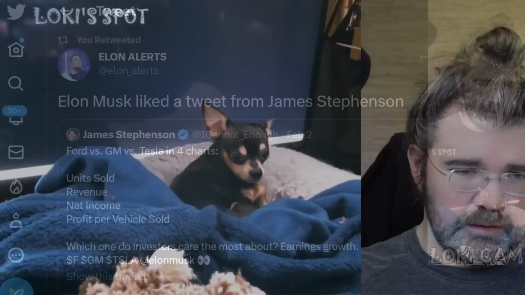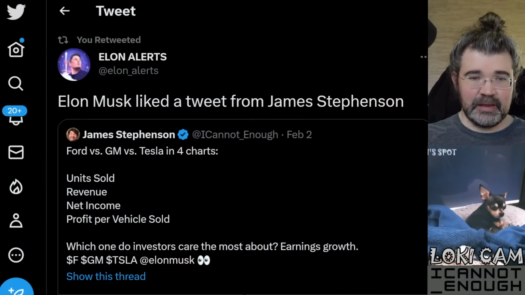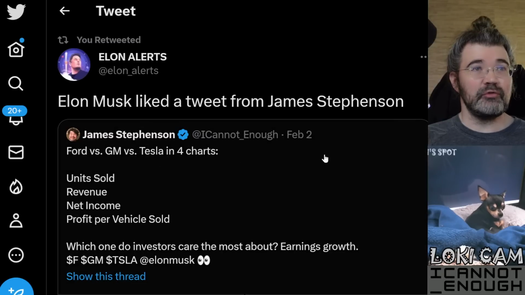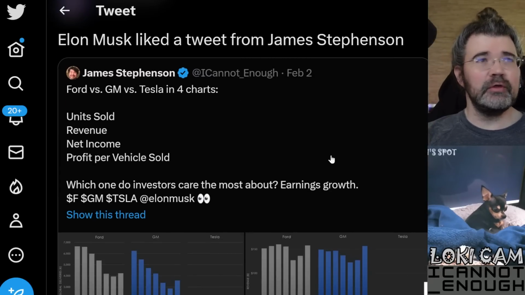Tesla reported their earnings in late January, and then a week later, General Motors reported their earnings, and then a week after that, Ford reported their earnings. So we have all the numbers now, and we can compare them against each other, as I did a year ago. I updated those charts this year and sent them out in a tweet, and lo and behold, Elon Musk liked a tweet from James Stevenson. Here is that tweet. Ford versus GM versus Tesla in 4 charts.